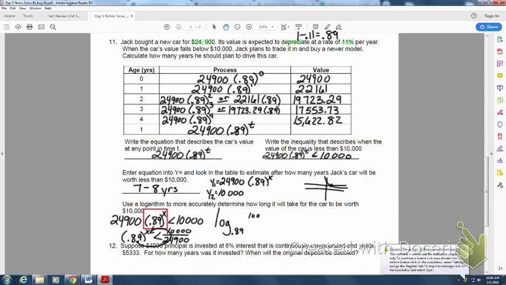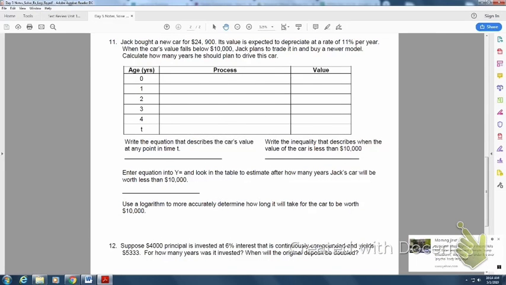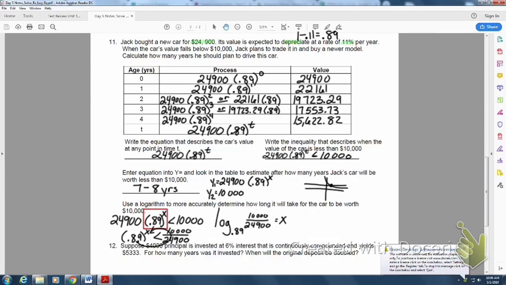So you've got 10,000 divided by 24,900 equals x. I want everybody to put that in the calculator and see what you get. Do this and you figure out you should have gotten 7.83.